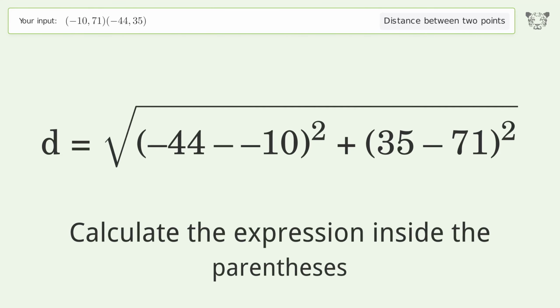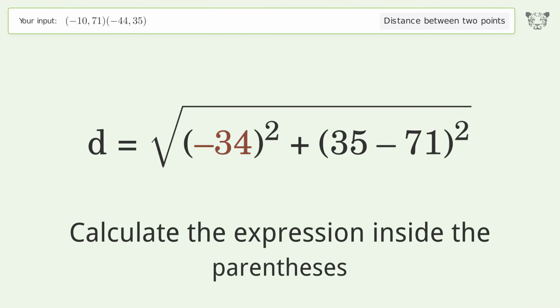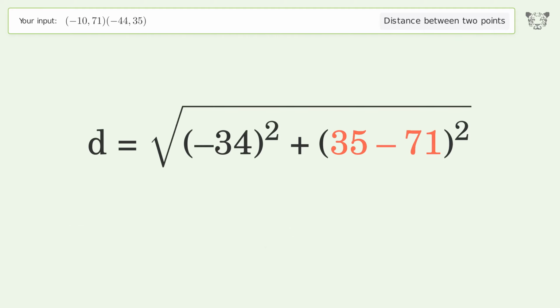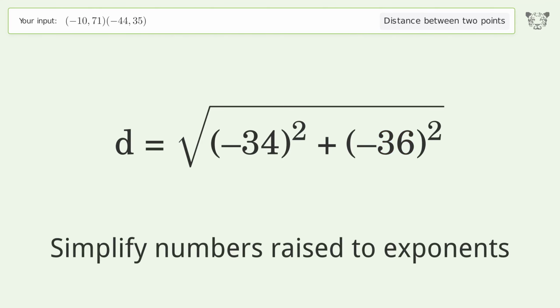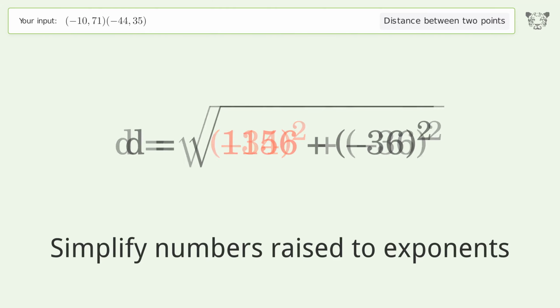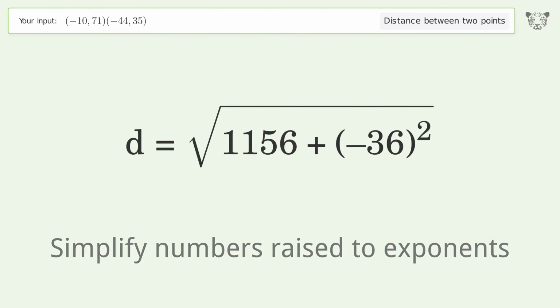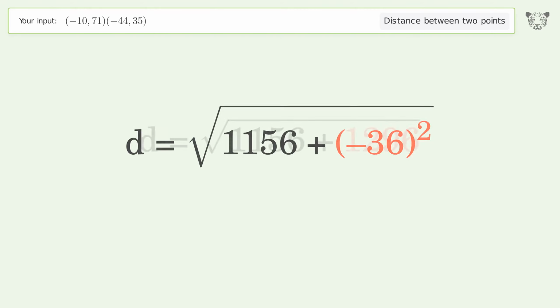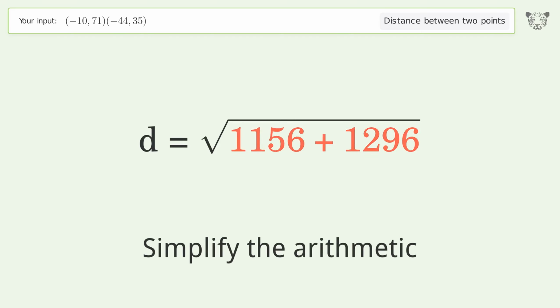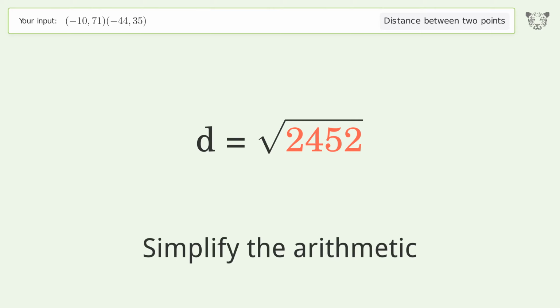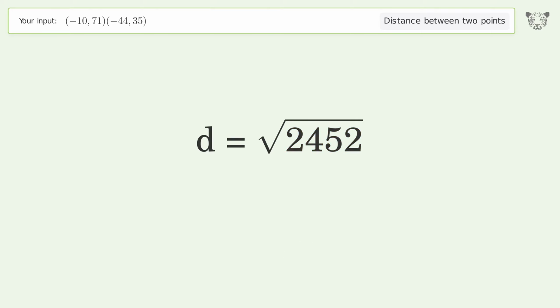Calculate the expression inside the parentheses. Simplify numbers raised to exponents. Simplify the arithmetic. And so the distance between the 2 points is the square root of 2452, or 49.518.